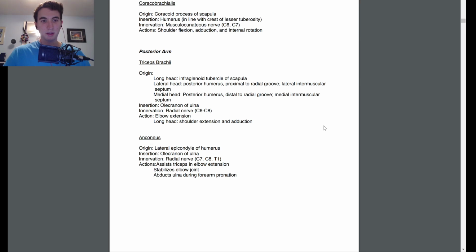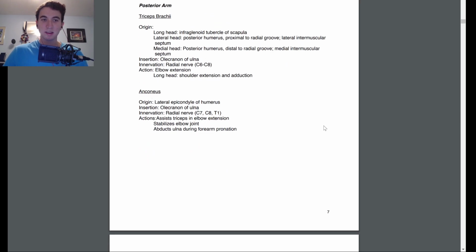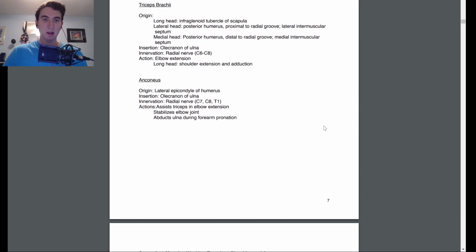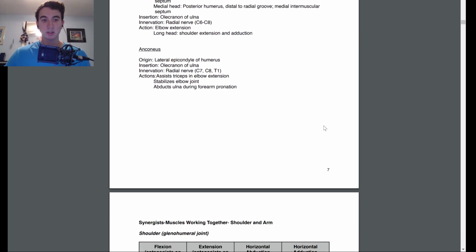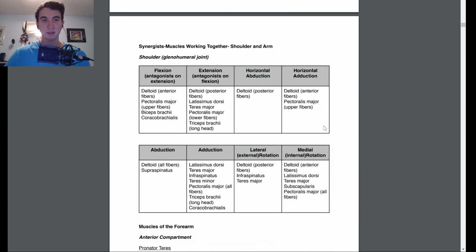Then we have the anconeus. It originates from the lateral epicondyle of the humerus. It inserts at the olecranon of the ulna. The innervation is the radial nerve coming from C7, C8, and T1. The actions: it assists the tricep in elbow extension, stabilizes the elbow joint, and abducts the ulna during forearm pronation.